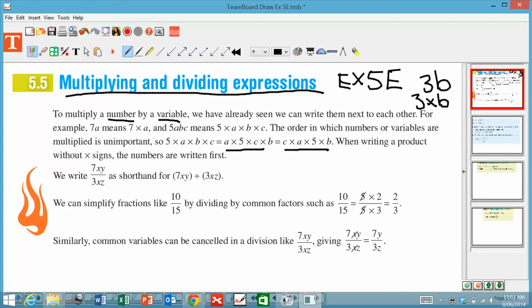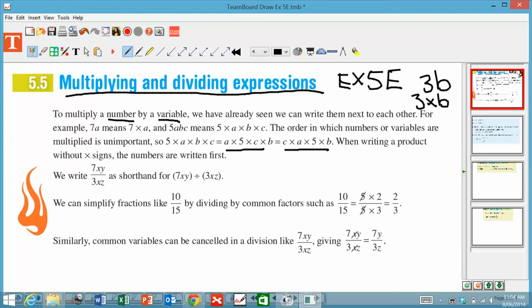But when we actually write them, as usual, we write the number first, the coefficient, then we write the letters in alphabetical order. When writing a product without the multiplication signs, the numbers are written first and the letters go in alphabetical order. I know that's not written there, but I'll just put that in for you as a reminder. So letters go in alphabetical order.